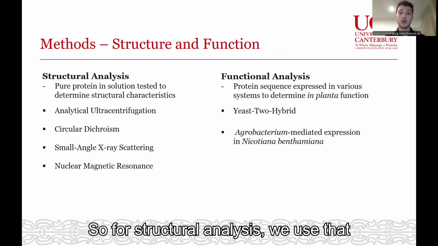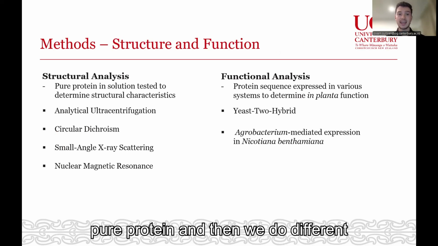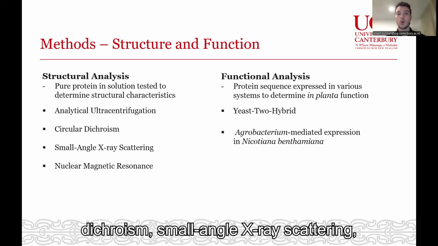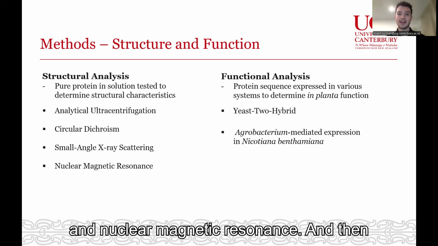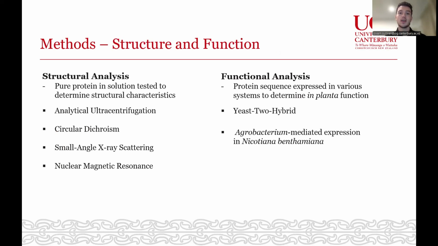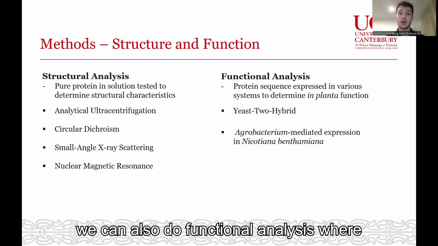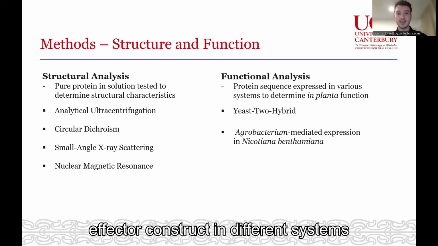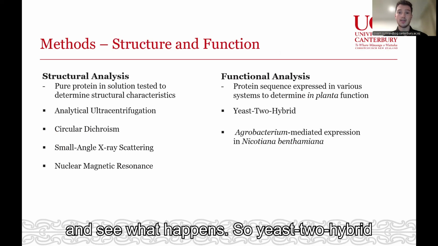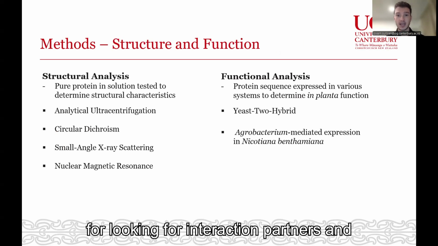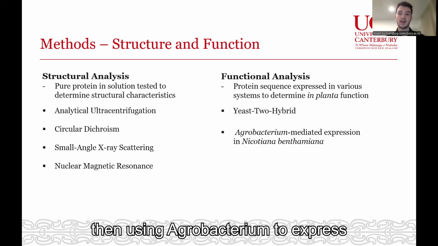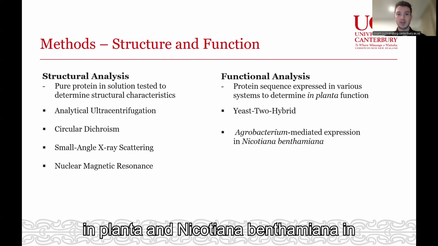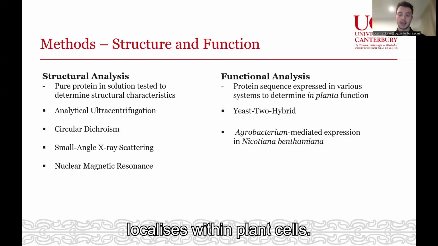For analysis, we use that pure protein, and then we do different techniques like analytical ultracentrifugation, circular dichroism, small angle X-ray scattering, and nuclear magnetic resonance. And then we can also do functional analysis, where we express the effector construct in different systems and see what happens. So yeast two-hybrid for looking for interaction partners, and then using Agrobacterium to express in planta in Nicotiana benthamiana in specific, so we can see where it localizes within plant cells.